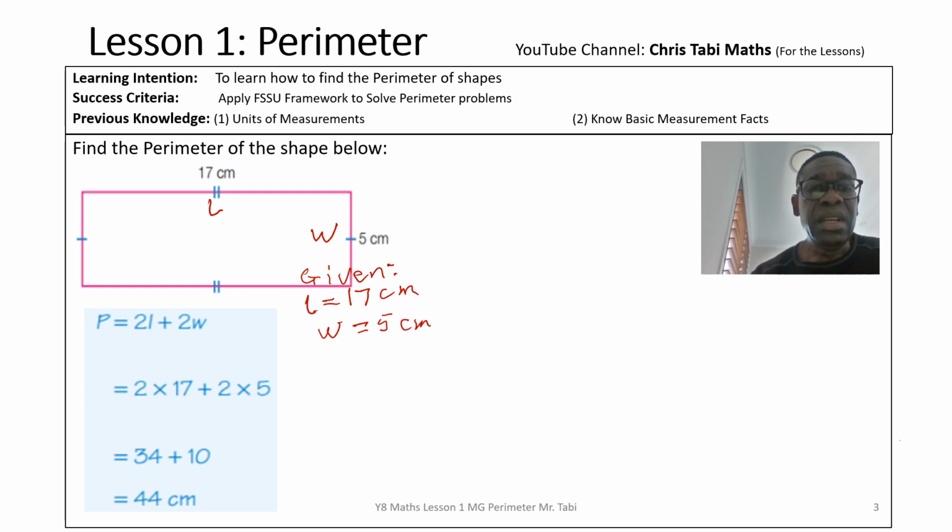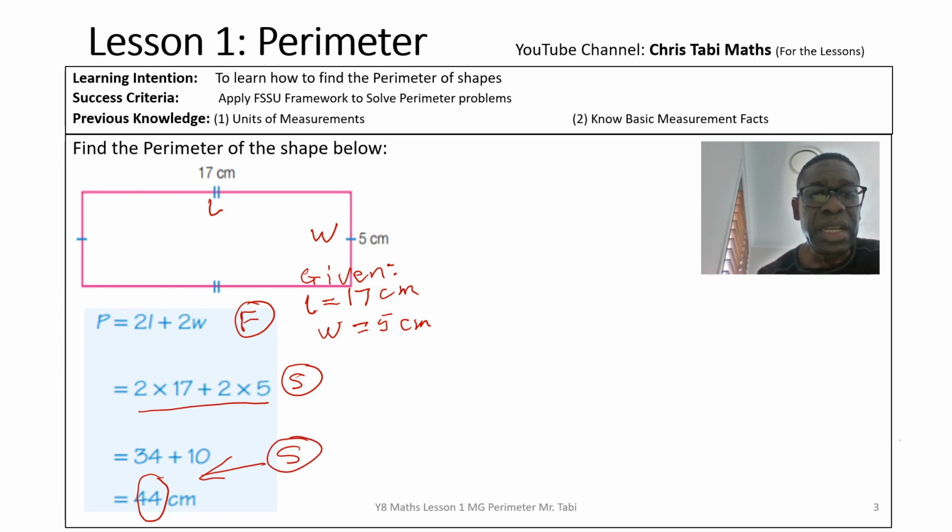Right. So that's our formula. And we do the substitution here. And then we simplify by performing all that calculation, which gives us the 44. That's our simplified form, and that's the units.